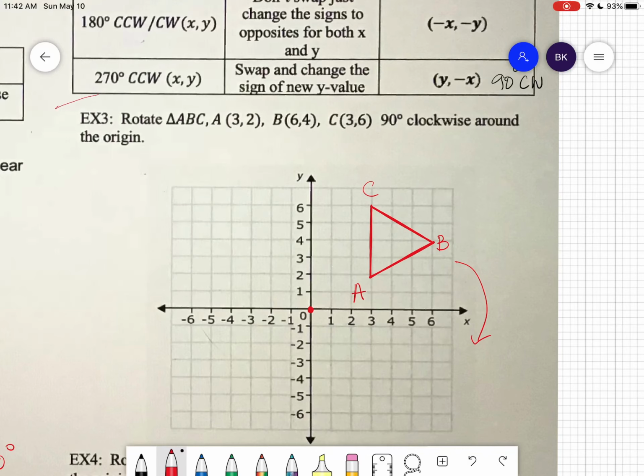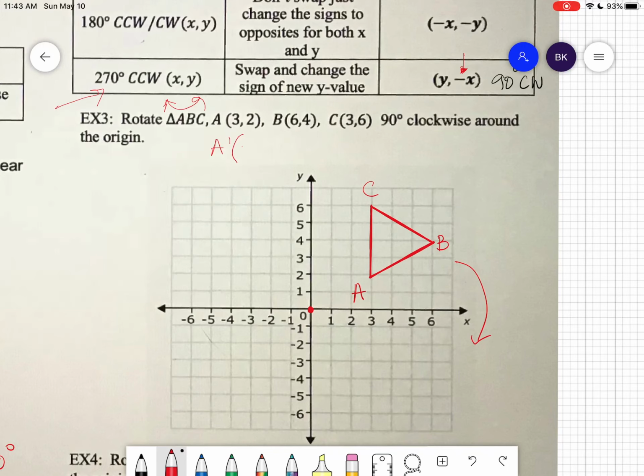So that means 90 degrees clockwise is the same as 270 degrees counterclockwise. So the rule is we're going to swap X and Y. We're going to swap the order of that and change the sign of the new Y value. Okay, what is she talking about? We're going to change the new Y to the opposite sign. So if it was positive, it becomes negative. If it's negative, it becomes positive.